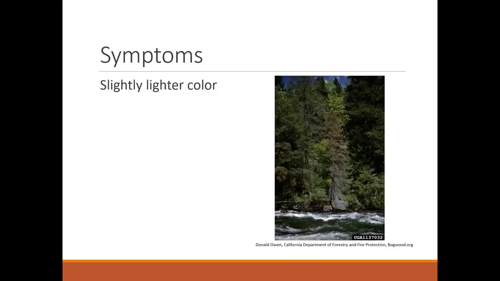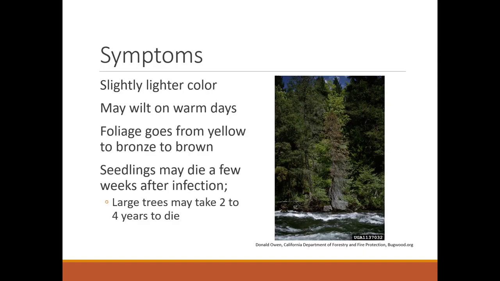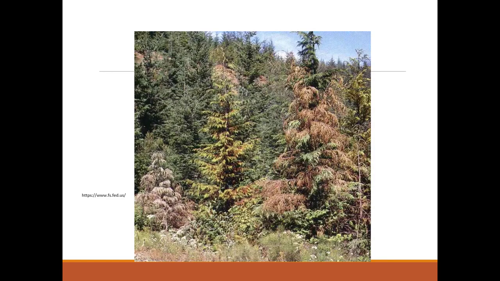So the foliage might have a slightly lighter color. It may wilt on warm days. It may go from yellow to bronze to brown. Seedlings may die within a few weeks of infection, and large trees can take 2 to 4 years to die. Okay, here's a group of Port Orford cedar.